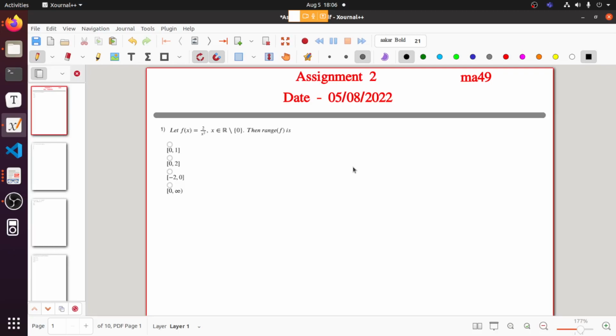Okay, so let's start. So what is the first question? It's saying that f(x) equals 2 by x square, which is defined on R minus 0. So we have to find the range of f. So what will be the range of f? Means what will be the image of f. Sir, the screen is not visible. No, sir.